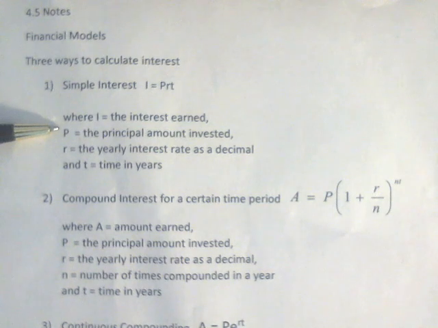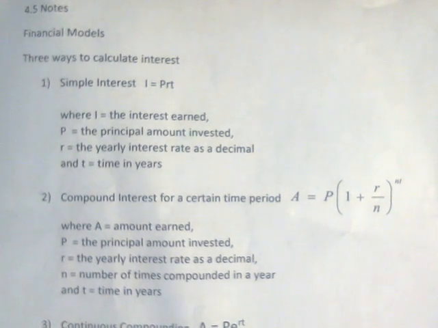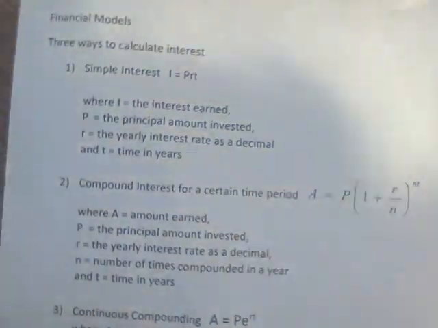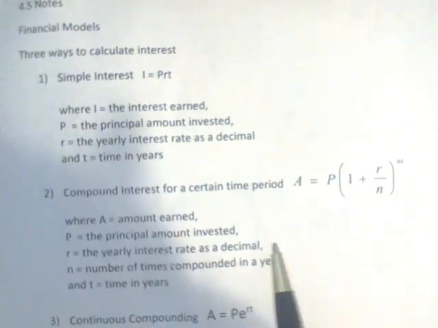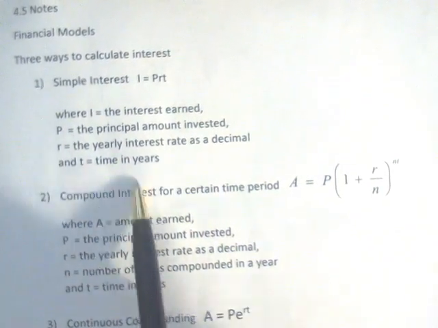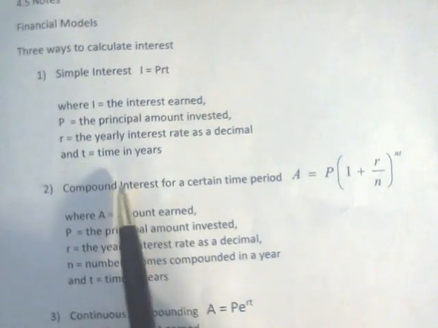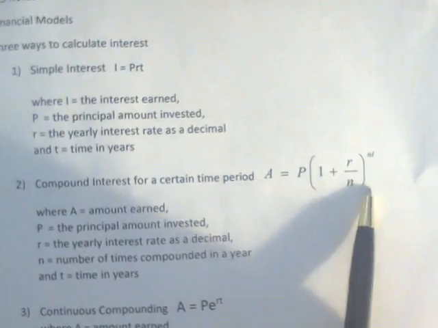principal, which is the amount you invested. The yearly interest rate as a decimal, and the number of years that you invest or borrow. Now, compound interest is more prevalent in today's society. There's kind of two ways we compound. One is for a certain time period, and it's given by this formula.